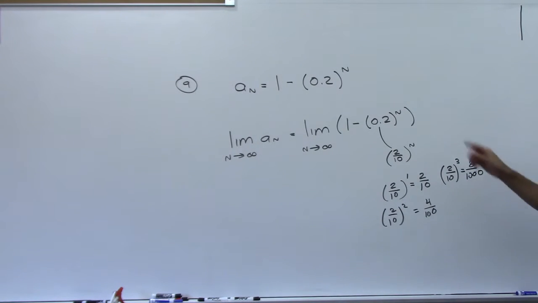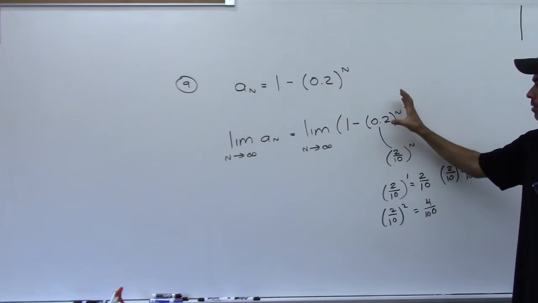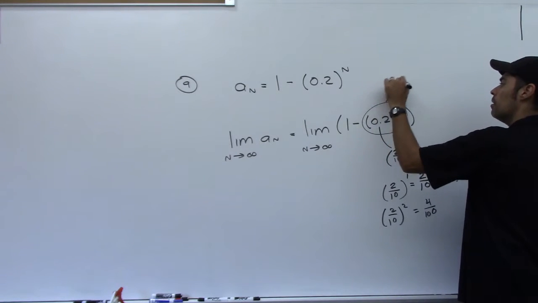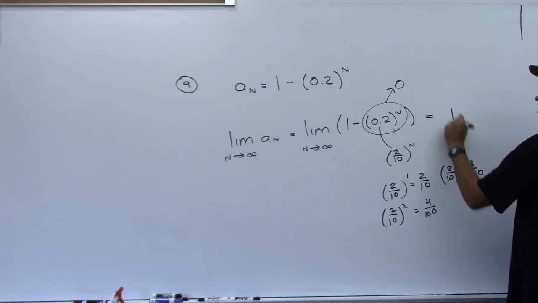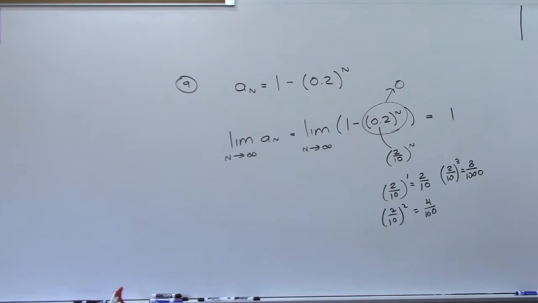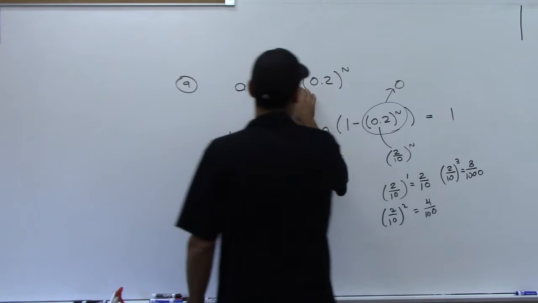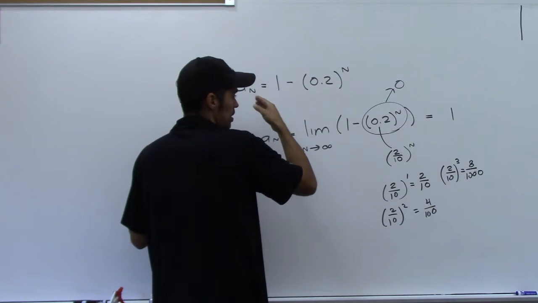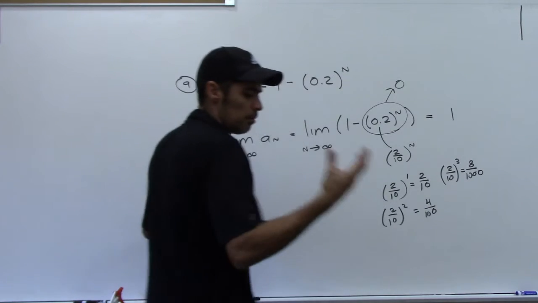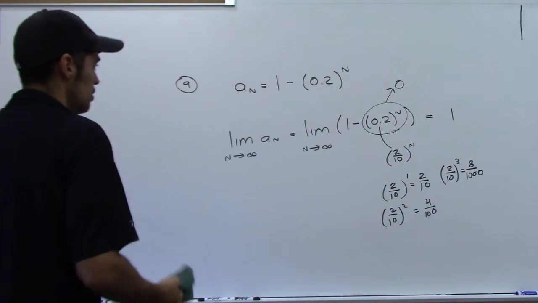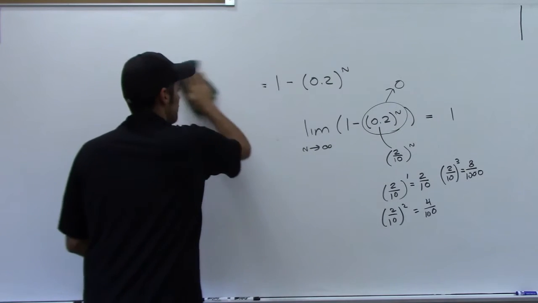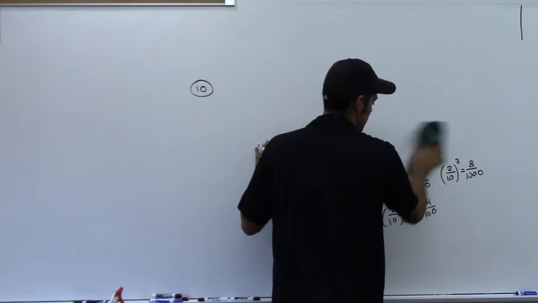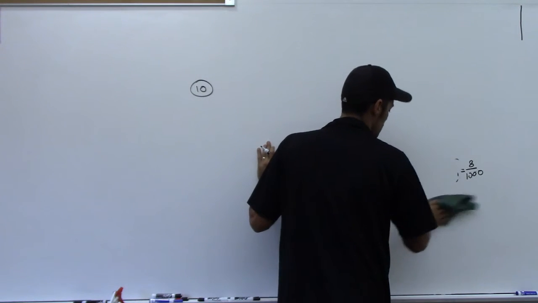So what's happening is as n gets bigger, this number raised to the n gets smaller. So this is approaching 0. And so we have 1 minus 0, which is headed towards 1. So as n gets bigger, this part should get smaller and smaller, and so we should get something closer and closer to 1. Remember, we're not saying we'll ever get to 1. We're just saying that's what we're approaching. So the answer is 1. It converges. And then what does it converge to? What's the limit? It's 1.